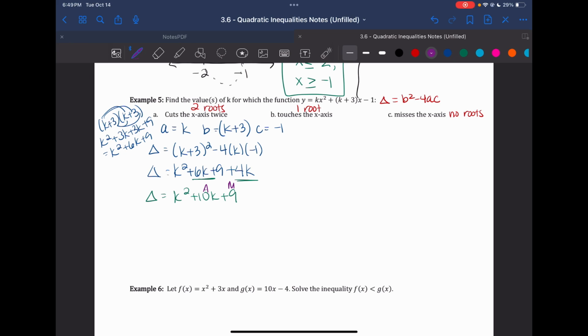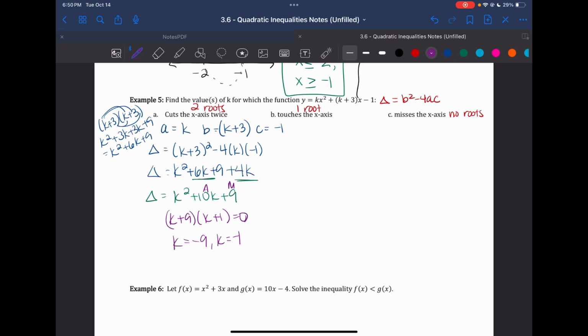Multiply, add. Factors of 9 that add to 10 are 9 and 1. So (k + 9)(k + 1) = 0. So your two values are -9 and -1.